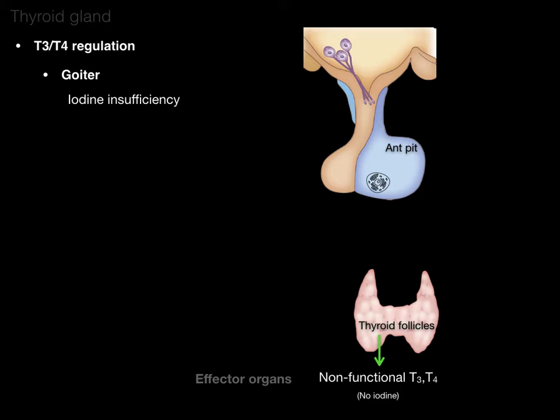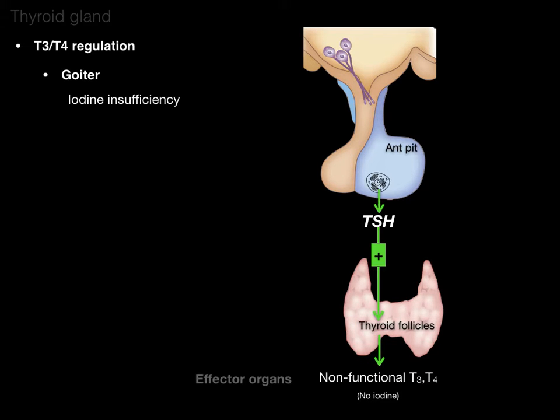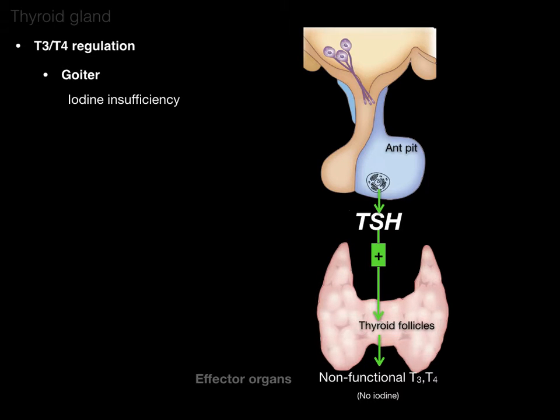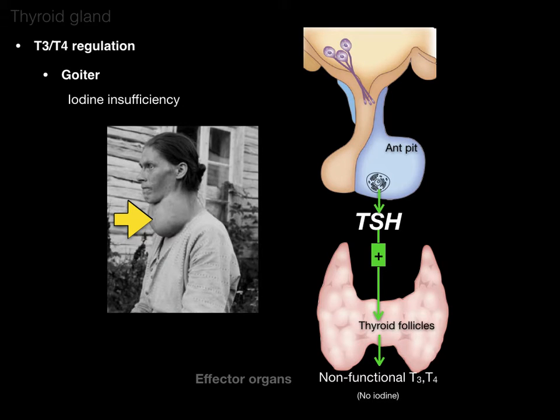So the hypothalamus and pituitary sense there's no T3, T4, so they make more TSH, because there's a decreased sense of T3, T4, which makes the thyroid follicle get bigger because it's making more colloid, but it's insufficient, which then the anterior pituitary makes more TSH, which makes more colloid, and the thyroid gets bigger, and more TSH, and the thyroid gets bigger. And next thing you know, you have an endemic goiter.